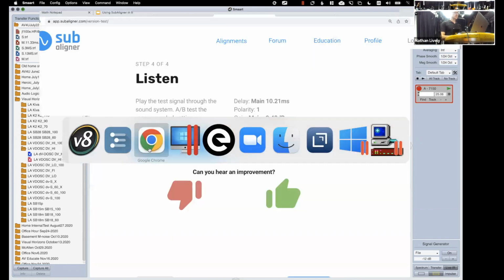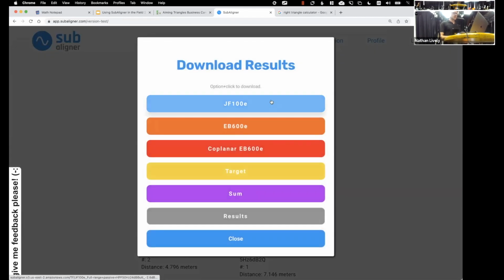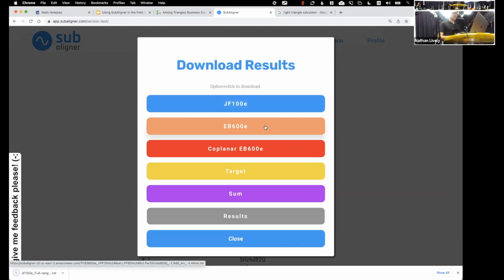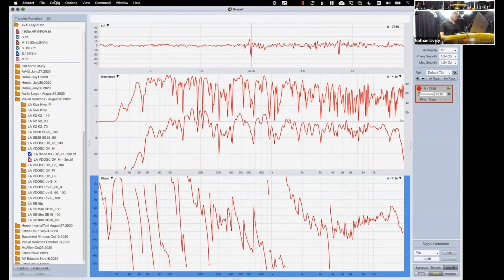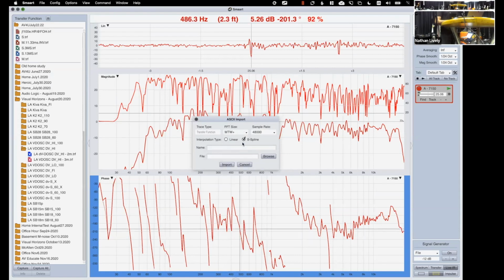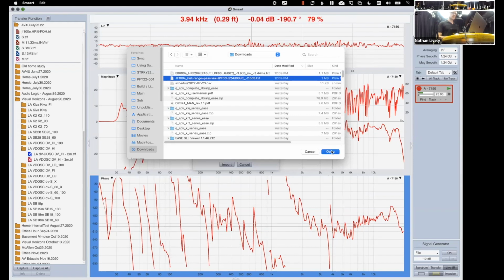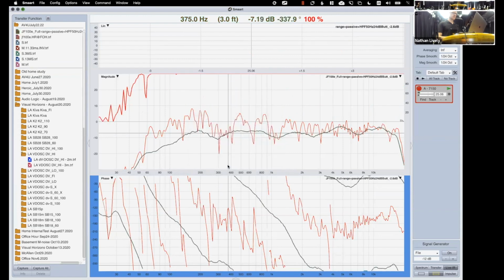Well, someone already mentioned this earlier, but if we go here to SubAligner, export, we can download this. Then we can import these, import ASCII. So here's my JF100. Okay. So notice that it's polarity inverted, right? I did that.